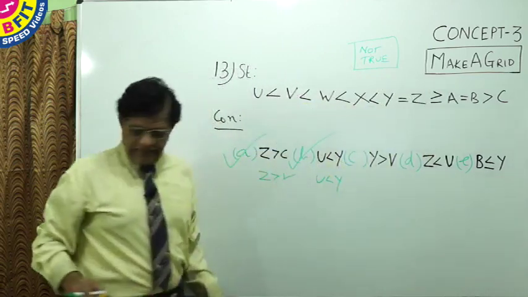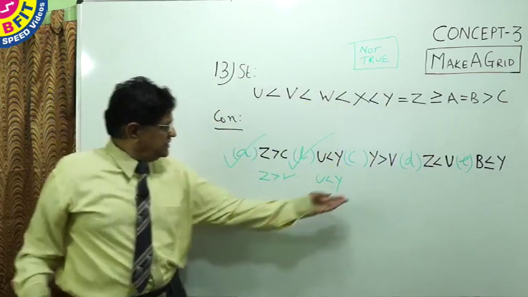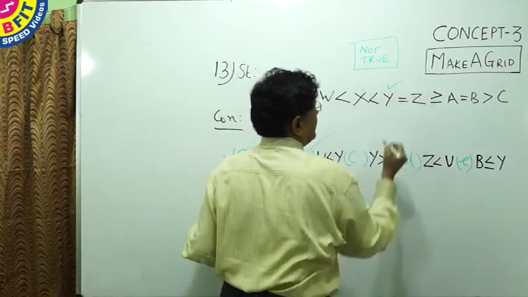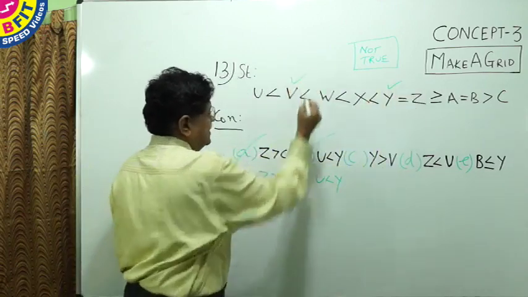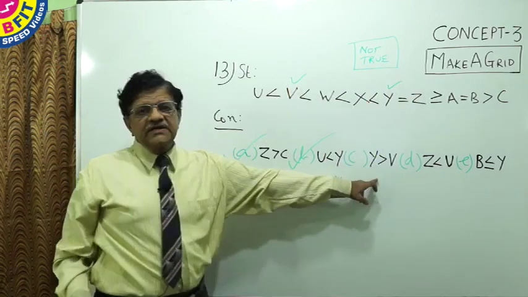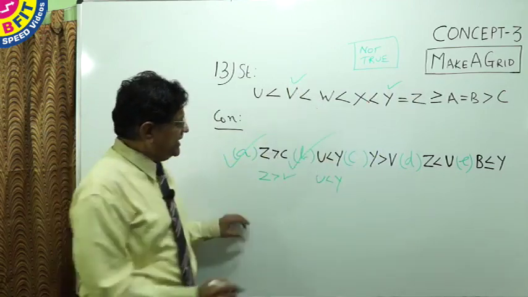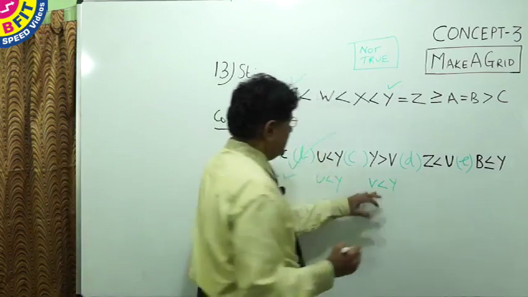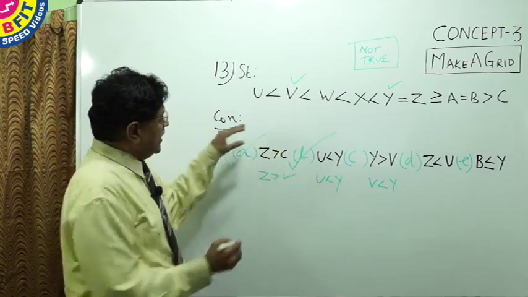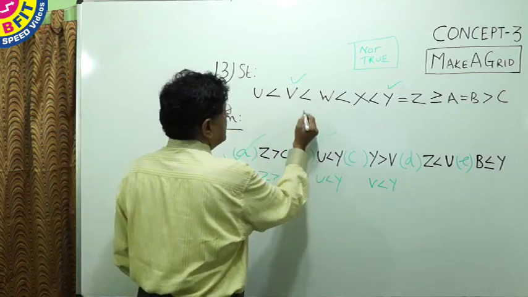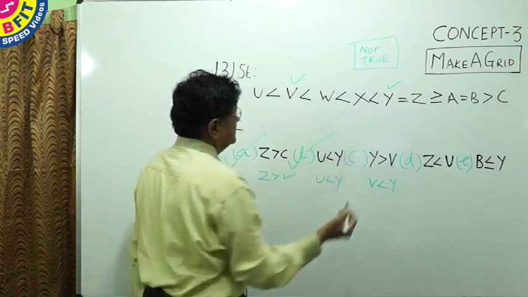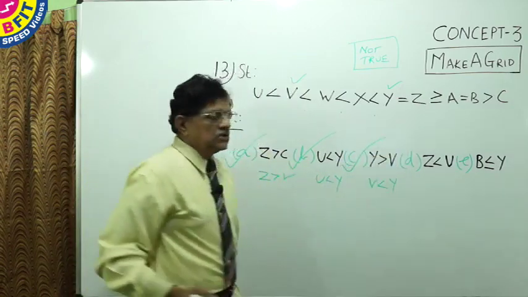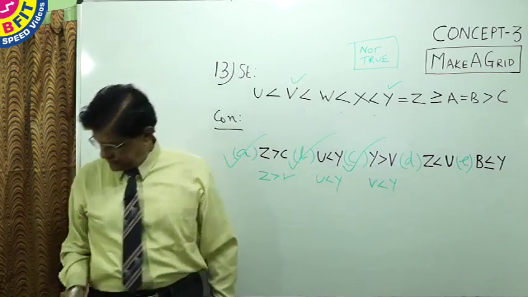Now we will verify the third conclusion. What are the elements? Y and V. Where is Y? Y is here. Where is V? V is here. Now the conclusion is not aligned with the statement. We have to realign. That means V is less than Y. This is what we have to verify. Between V and Y, which are the symbols? Less than, less than, less than. Therefore, V less than Y is true. So the third conclusion is also true.